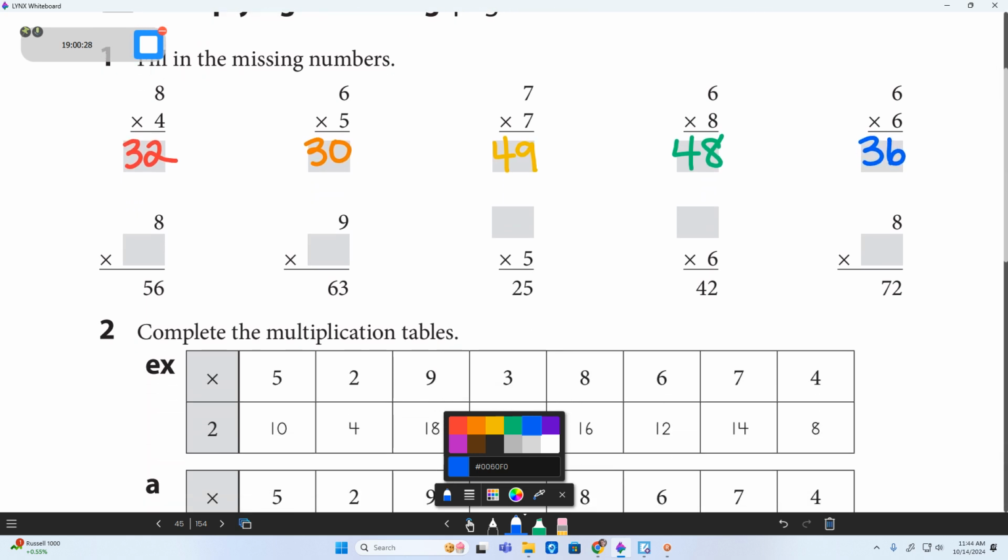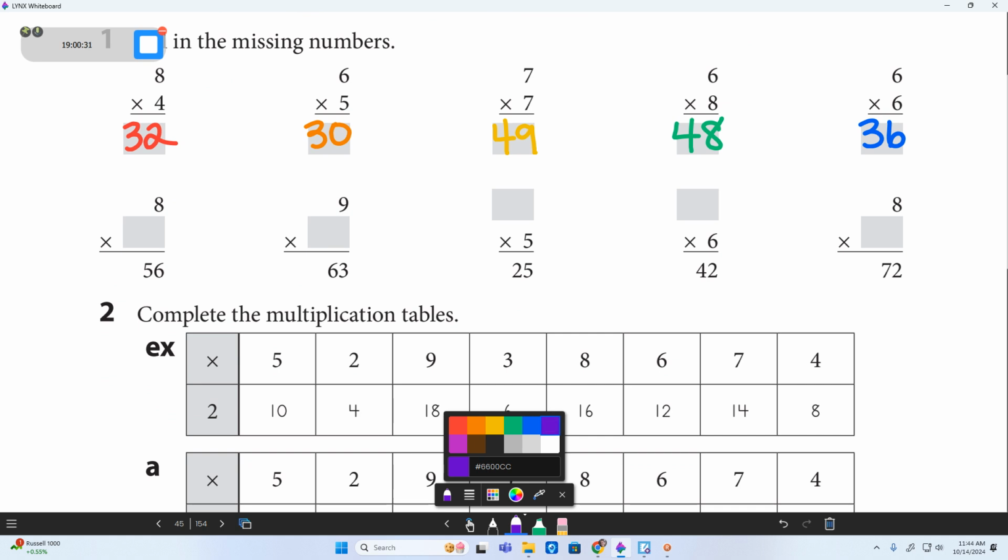All right, keep moving. Hopefully you have quite a few of these memorized. 8 times 7 is 56. 9 times 7 is 63. 5 times 5 is 25. 7 times 6 is 42. And 8 times 9 is 72.